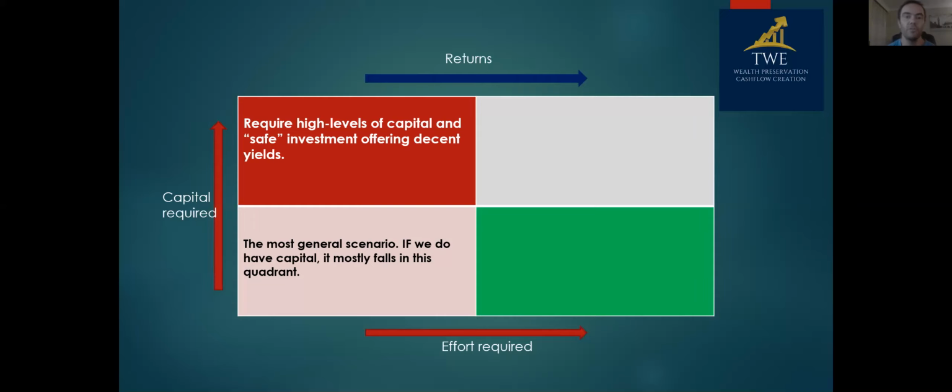So the most general scenario that most people are unfortunately sitting in is if they have any capital to save, they don't have a lot of it and they don't have a lot of time available as well. So they don't want to input the effort into getting out of that comfort zone perhaps. And that is when we are in that quadrant. So it's little returns, little capital required.